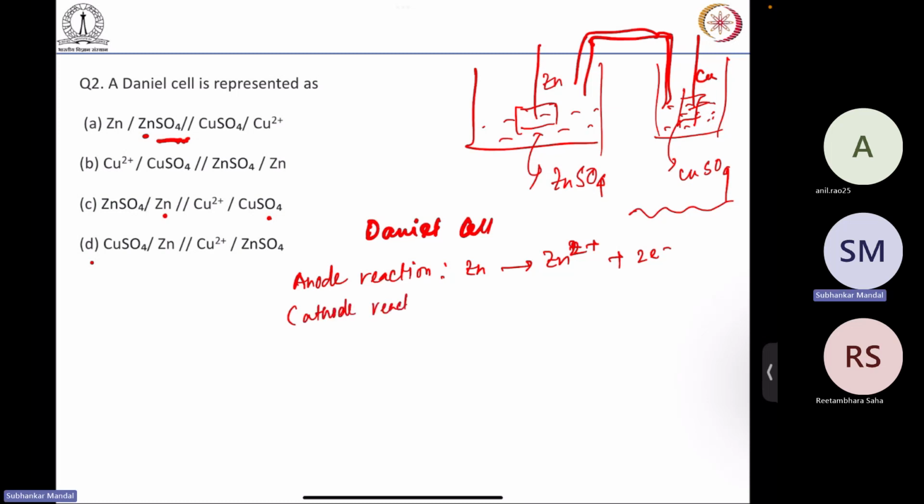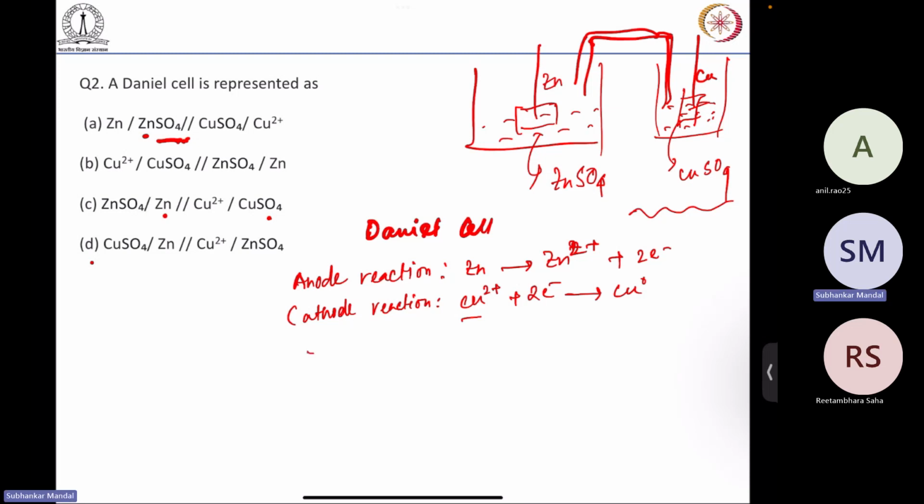Cathode reaction: copper 2 plus will accept 2 electrons, and it will go to copper (Cu). Okay, so this copper 2 plus means it is basically in ionic state, meaning copper sulfate.